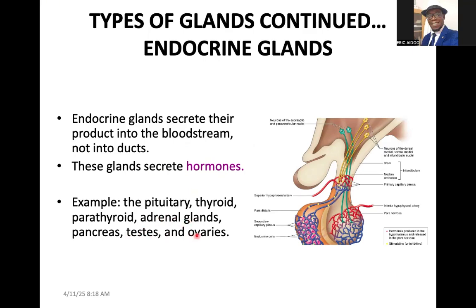Remember, we placed the pancreas also under exocrine gland, and we are placing it again under endocrine. So the pancreas can exist as both an endocrine gland and as an exocrine gland. Go and find out the secretions that put them into these two categories.